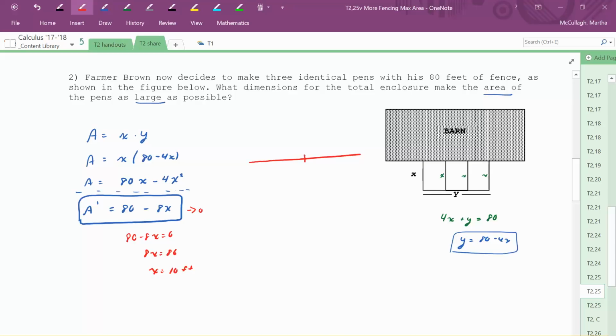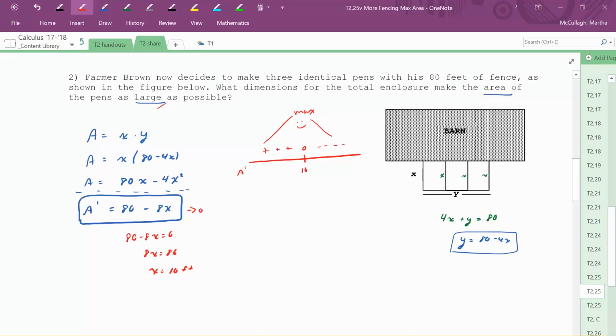Make sure that this is in fact the maximum that we're looking for. So I've got my 10 feet. I've got a linear equation headed downhill, so positive, 0, negative, uphill, downhill. This is a max. That's what I'm looking for. Makes me happy.